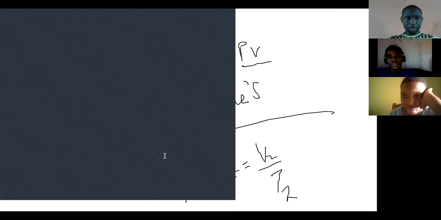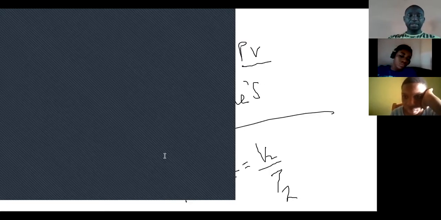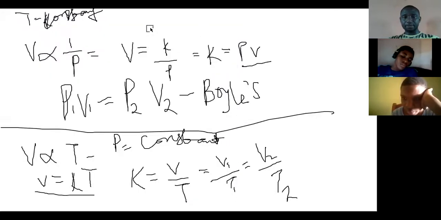Number one, 375 cm cube of a gas has a pressure of 770 millimeter mercury. Oh, I did not give you this, please. I think I should do that first. Let me give you stuff.